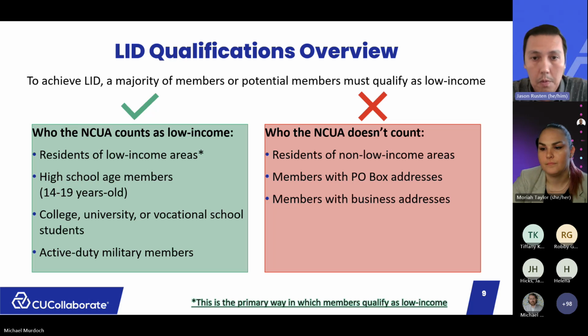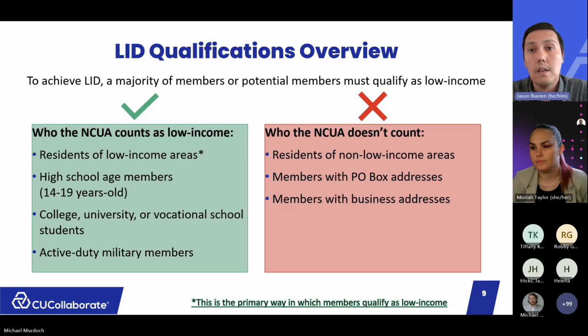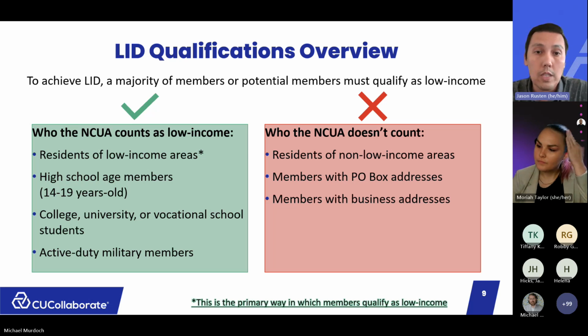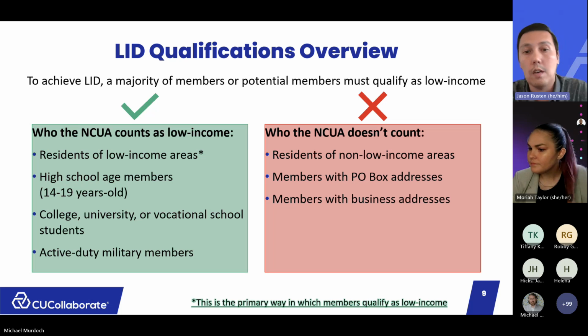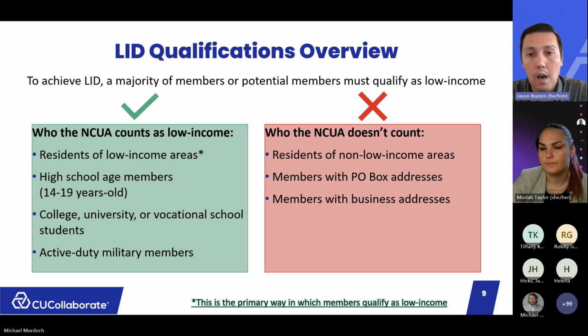Businesses do not count, but the way the NCUA identifies businesses is not based on the type of account. So they're not looking at natural person or organization accounts. Instead, what they do is they take a look at the address and they check the U.S. Postal Service's database. If the address is coded as a business in the USPS database, then they will count the individual as a business, or vice versa.